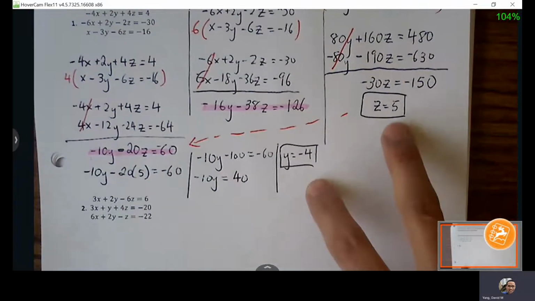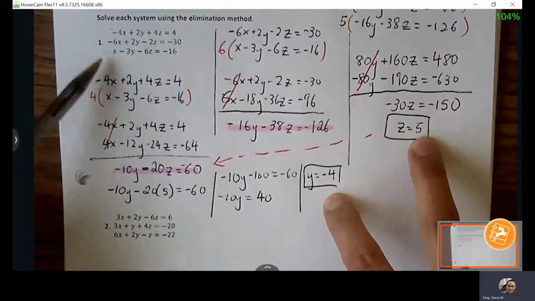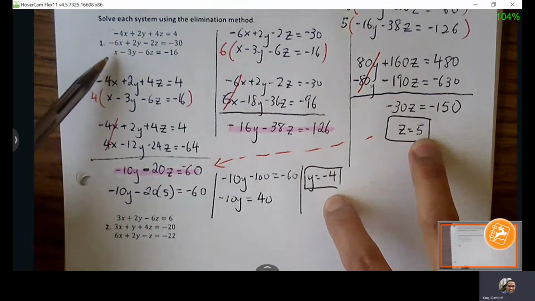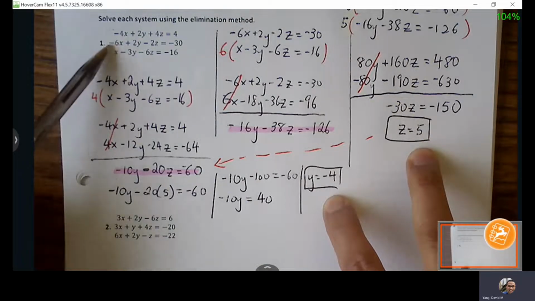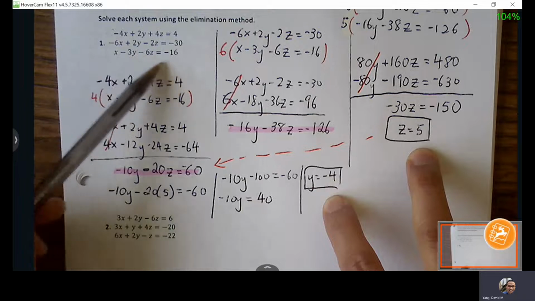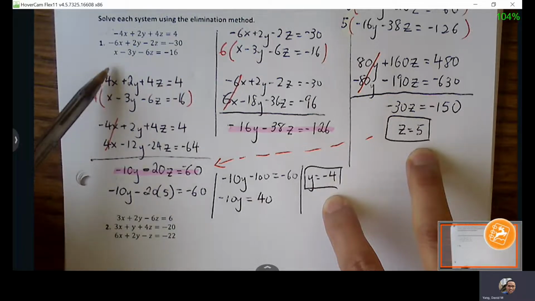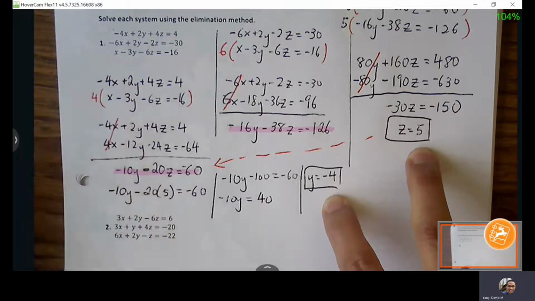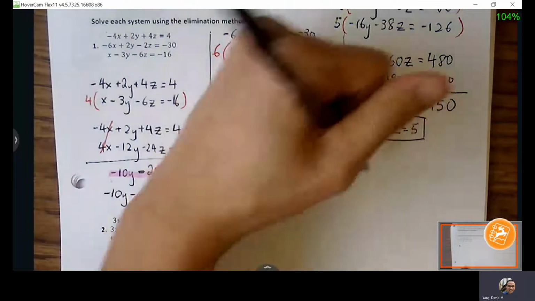Okay, so now that I have two variables solved, I can go back to one of my original equations and find my last variable. It doesn't matter which one I plug into, but I'm going to pick the one that I think is the easiest. I'll choose the third one, but it doesn't really matter. Any of these could work.